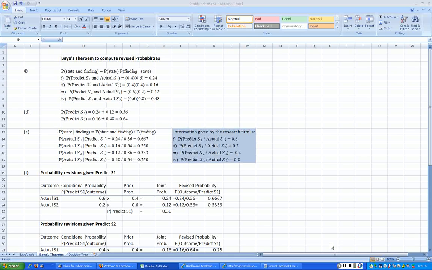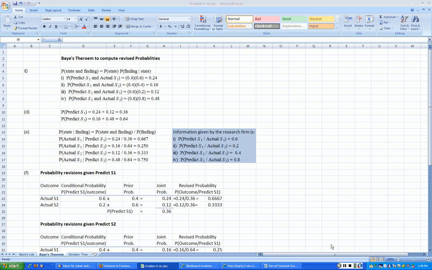Well, folks, let's get to part C of the problem. Here in part C, suppose you decide to go ahead and conduct the research, engaging this research firm. What would they come back and tell you? They would tell you whether their prediction is about state of nature S1 or state of nature S2. So let us say the economy being good or the economy being bad. That's what they would do.